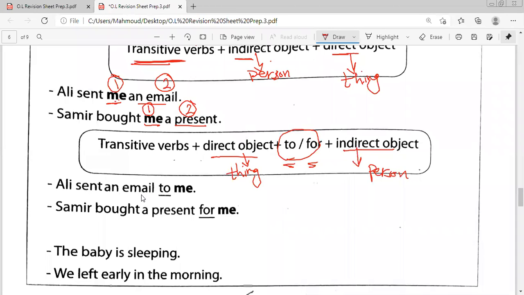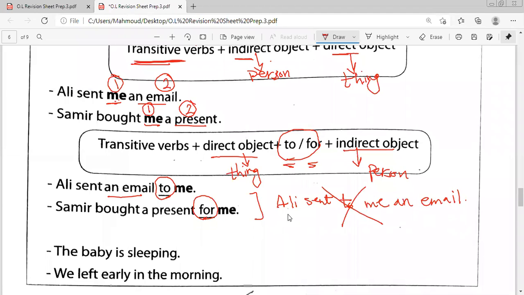Ali sent an email to me. Samir bought a present for me. Pay attention, because there are some students who say Ali sent to me an email. I will say to you now that this sentence is wrong.